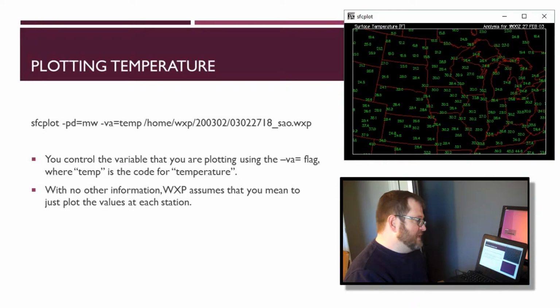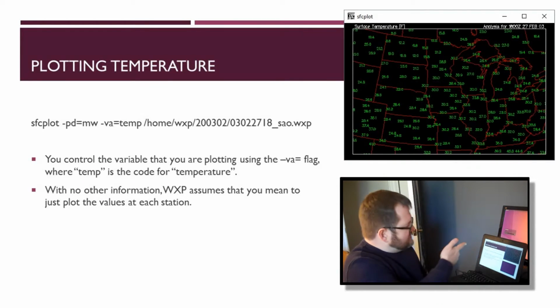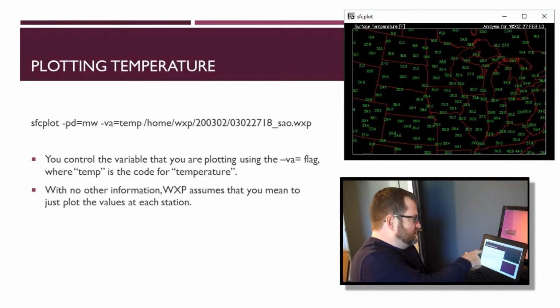For example, let's just plot temperature for a little bit. So here's a command that could be part of like a little script that I had written, where I said surface plot -PD=MW. You can see I have a Midwestern map here.